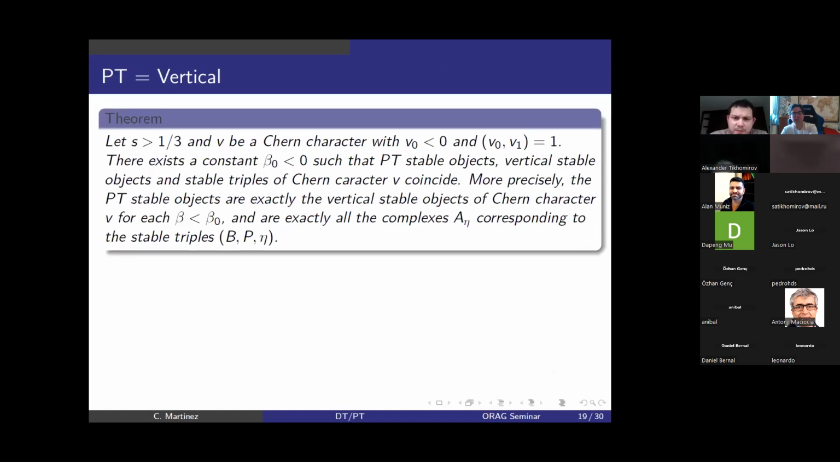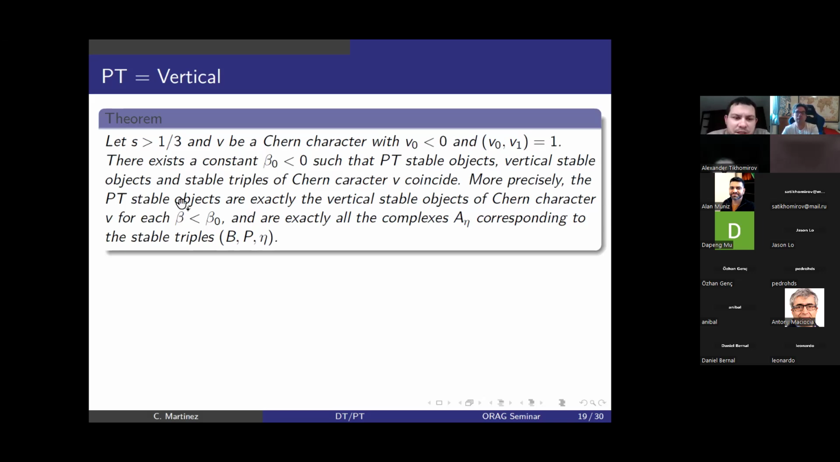And then actually we have this theorem that is one of the things that we prove in our paper, and I like to call it here PT is vertical, and it says, well, under this nice assumption that s is larger than 1/3, v is a Chern character with v0 negative. Here I want v0 negative because I want to think that v0 is the ch0 of the object A eta, and that it will be minus the ch0 of B, right? And then I will take v0 to be negative, and v0 and v1 coprime. Then there exists a constant beta 0 negative, such that PT stable objects, vertical stable objects, and stable triples of Chern character v, they all coincide.